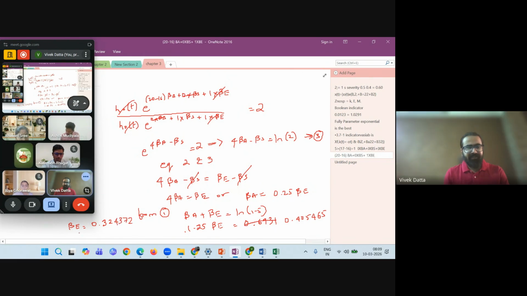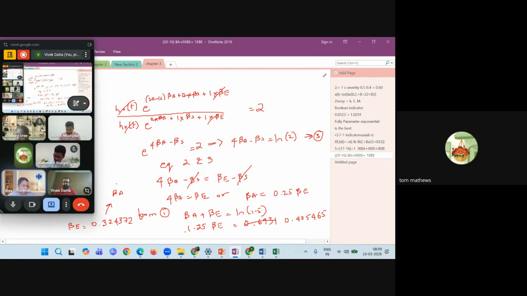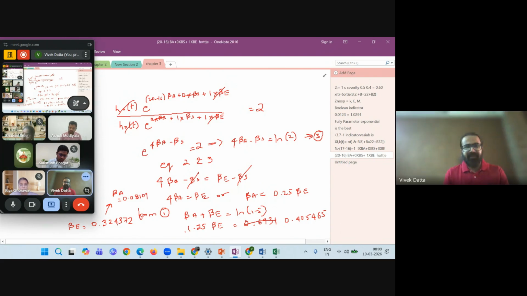If I find this value of beta e, can I not find the value of beta a? What is the value of beta a? 0.08109302. If I know beta a plus beta e, can I not replace it in any of the other equations to get beta s? The value of beta s should be minus 0.36877.